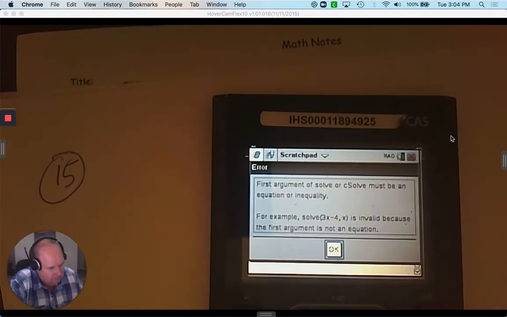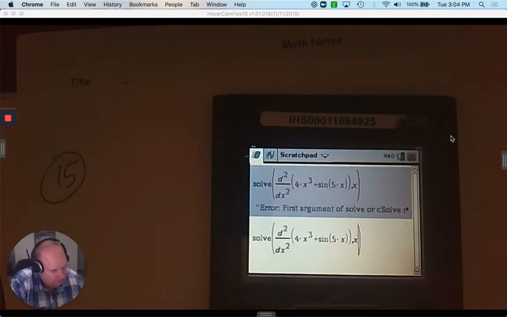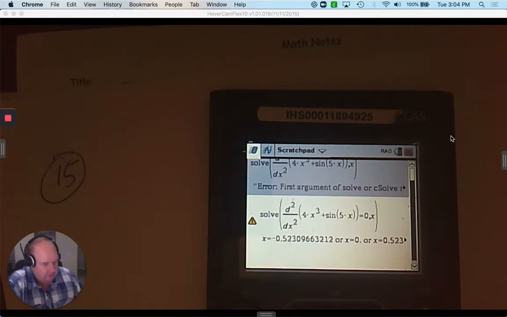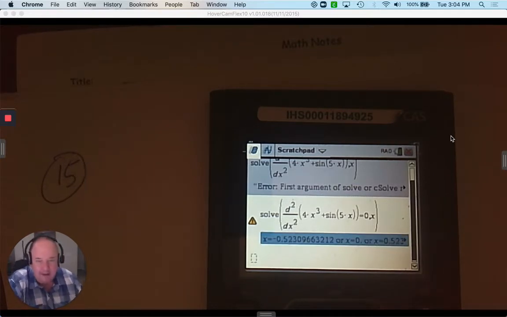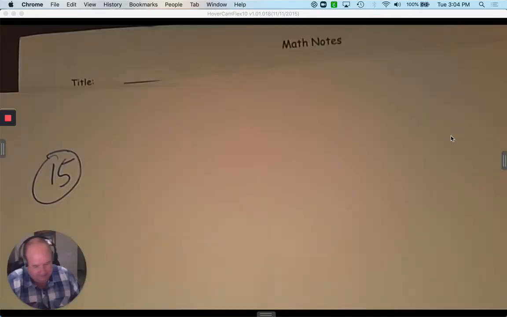See what this gives me. Oh, I didn't create an equation. That was my problem. So I'm going to make it equal to 0. My bad. And then let's see what answers it gives us. So when I make it equal to 0, I get negative 0.523 and positive 0.523. So those are my critical numbers for the second derivative.